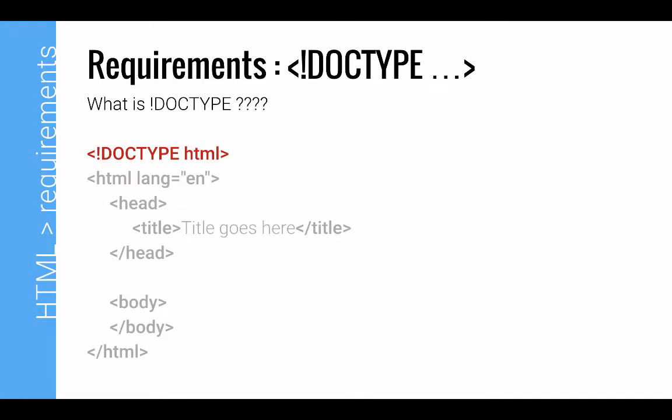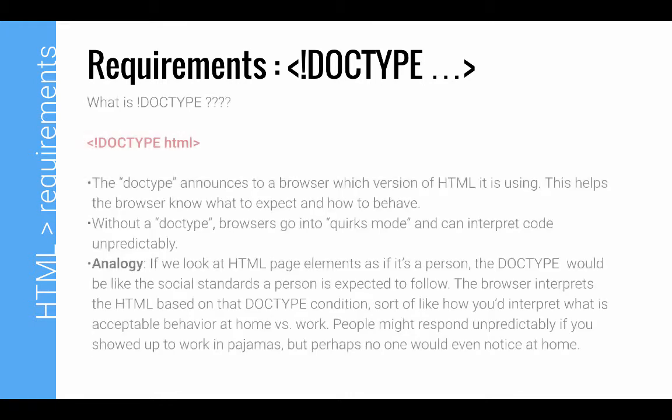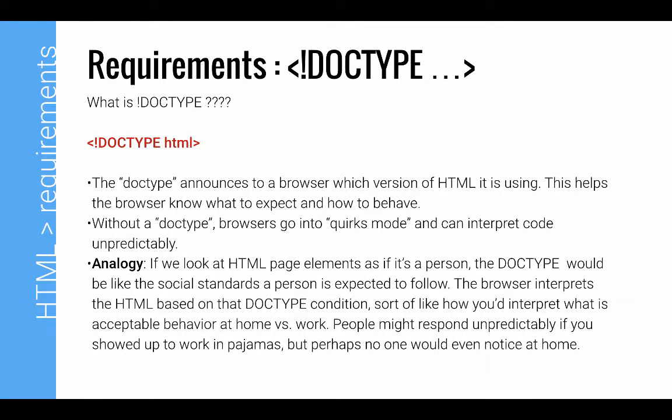All right, so let's talk about what a doc type is. The doc type is what you see here in this example. It's the very first thing that you're supposed to declare on the page. Technically, it's not a tag. It looks like a tag, and I might call it a tag if I'm doing a demo and I'm not really paying attention to what I'm saying, but technically, it's not a tag. It is a declaration. And what does that declaration do? It announces to a browser which version of HTML it's using, and that helps the browser know what to expect and how to behave. Without a doc type, browsers will go into what's called quirks mode and can interpret the code really unpredictably.